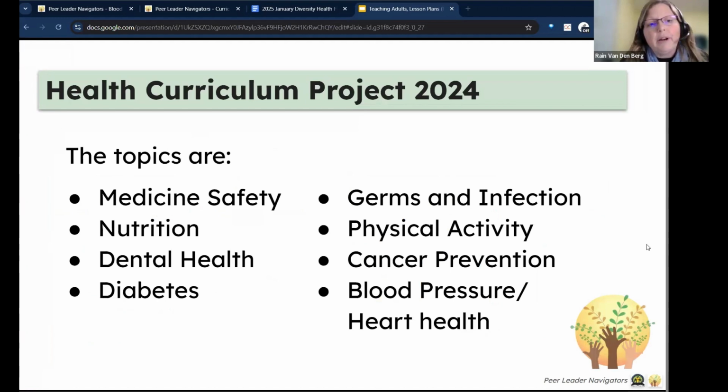And as you know, our 8 topics are medicine safety, nutrition, dental health, diabetes, germs and infection, physical activity, cancer prevention, and blood pressure and heart health.